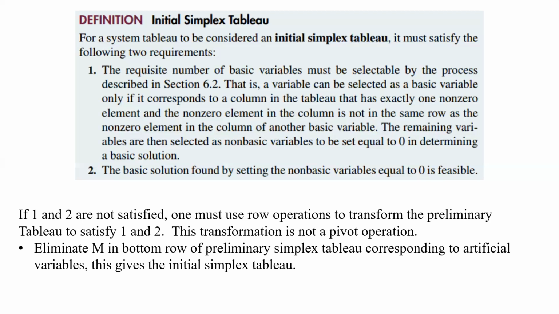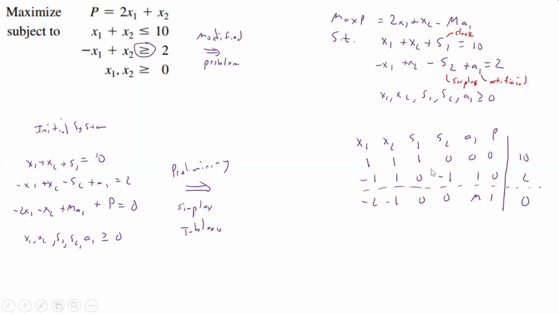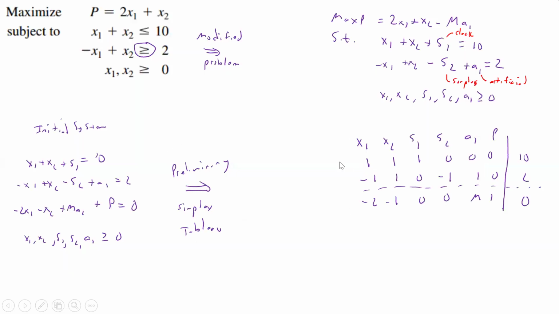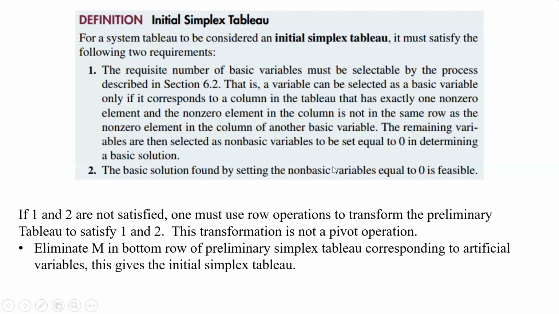Okay, and this will make more sense when we kind of get back to what we were just looking at there. And then the remaining variables are then selected as non-basic and to be set equal to zero in determining the basic solution. And then the basic solution found by setting the non-basic variables equal to zero is feasible. Now, if both 1 and 2 are not satisfied, what we have to do is some row operations to transform the preliminary tableau, which is what this is, into one that actually satisfies both of those. Now, this is not going to be a pivot operation. That's why I say don't put any emphasis on S1, S2, all that stuff, because we're not doing pivots yet. And what we need to do is we need to eliminate M in the bottom row of the preliminary simplex tableau corresponding to an artificial variable. That will give us then the initial simplex tableau.